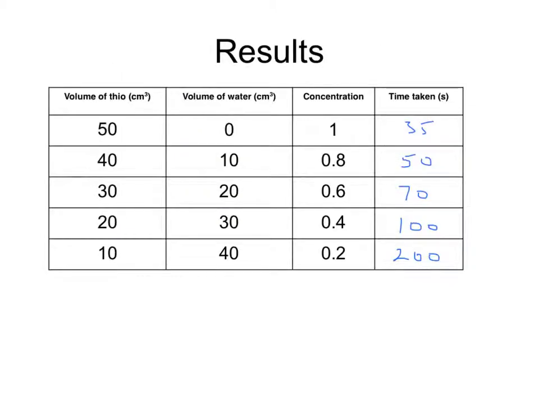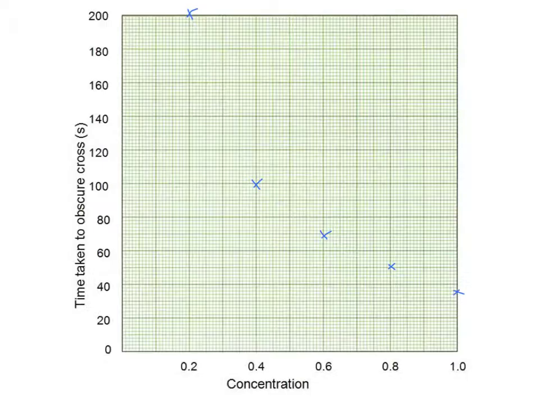If we were to perform this experiment, we might get a set of results like these, where as the concentration of the sodium thiosulfate increases, as we have more thio and less water, we end up with a lower time taken for the reaction. In other words, the reaction is faster. Plotting this data would give us a graph something like this, with the concentration increasing along the bottom and the time taken to obscure the cross up the side. And this would show us the curve of best fit.